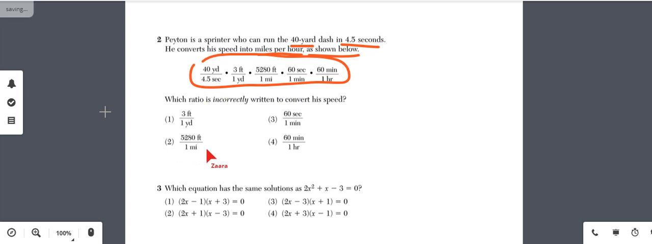Now he is converting the speed, but there is one ratio that he wrote incorrectly. So how can you check which ratio is incorrect? Think about it and tell me which ratio is incorrect.